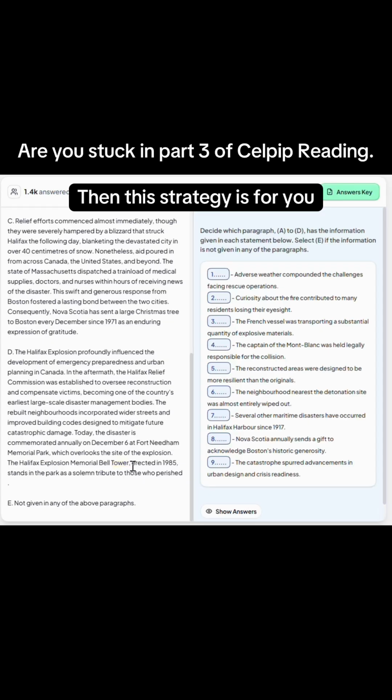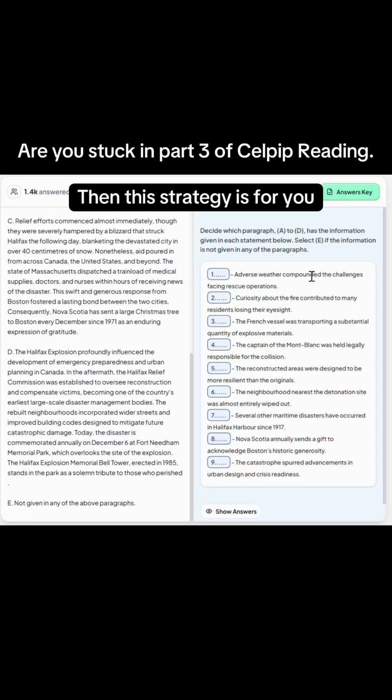I picked up Memorial Tower here and 1985. Whenever there are dates, I always write them down alongside whatever word I pick, because sometimes they ask about dates, so always make sure you write dates. Now that I have finished, I go into my questions.